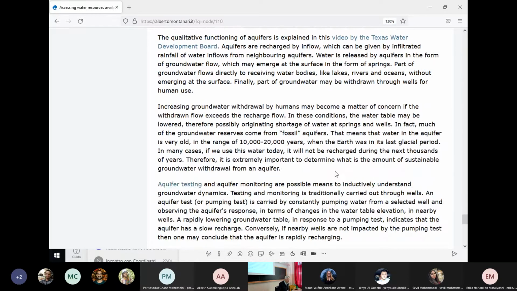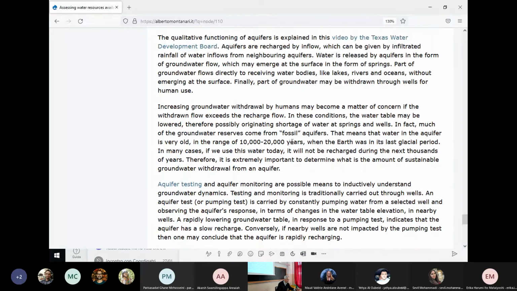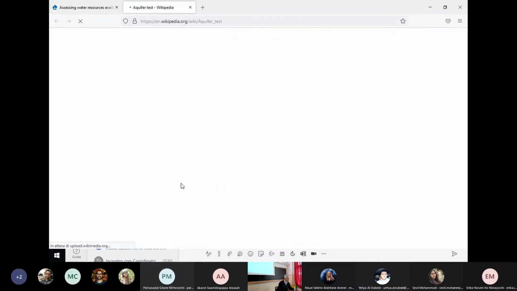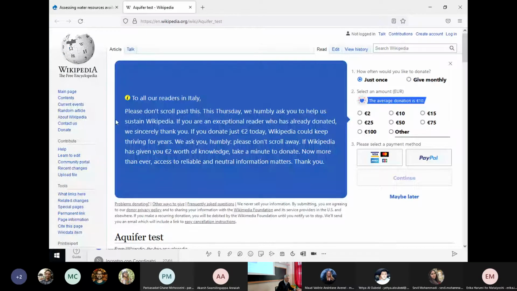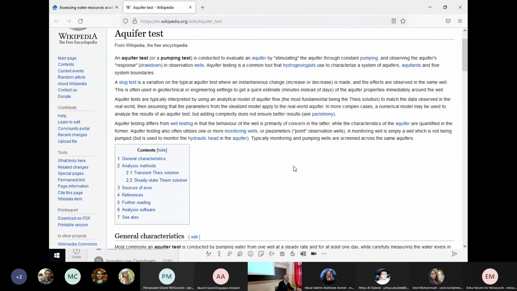What is the way to get information, to get data? What is the analog of measuring daily river flows? It's aquifer testing. I already contributed to Wikipedia, so an aquifer test, or a pumping test, is a way to gain information.